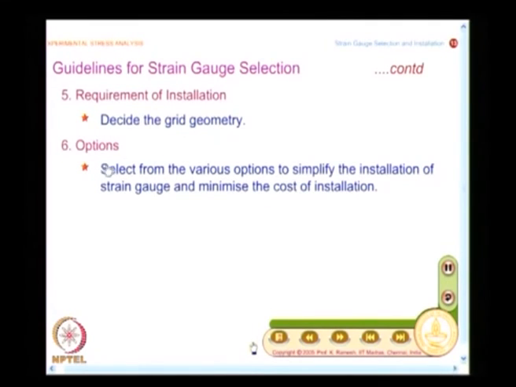So, finally, you select the set of options that would help you to simplify the installation of strain gauge and minimize the cost of installation. And this is what I said, if you are using a Karma alloy, it is better to go for pre-attached lead wires rather than you struggle in trying to solder it.